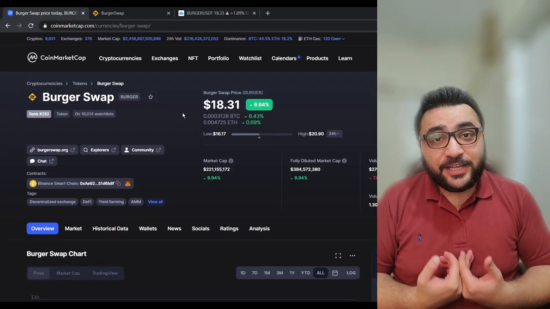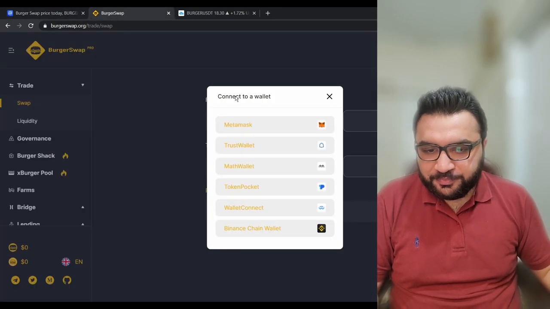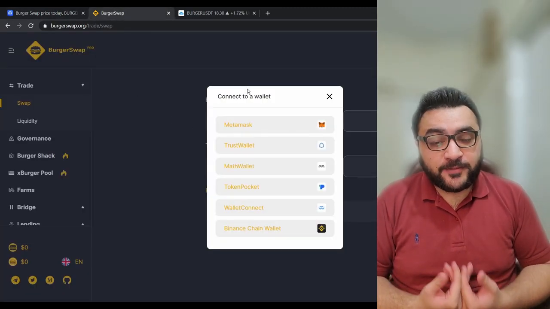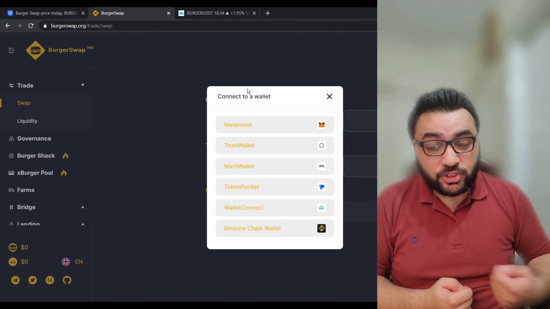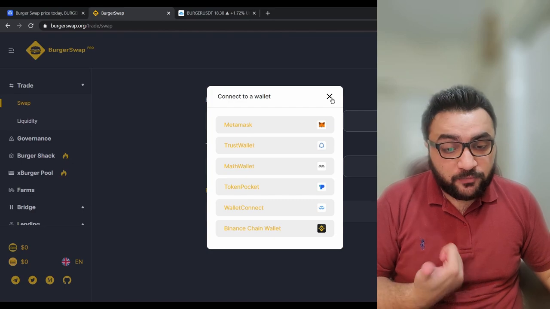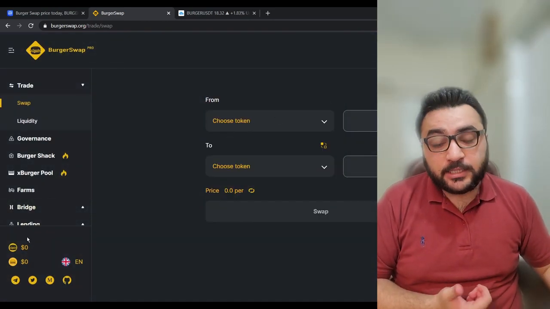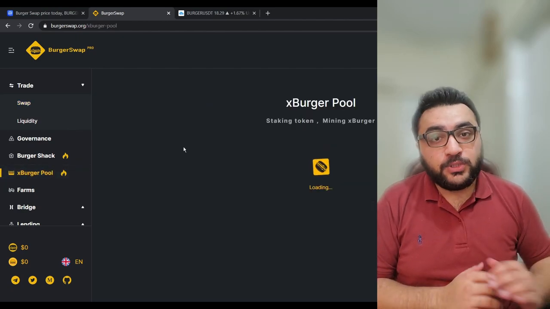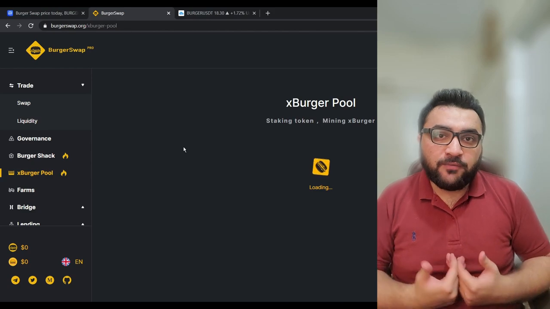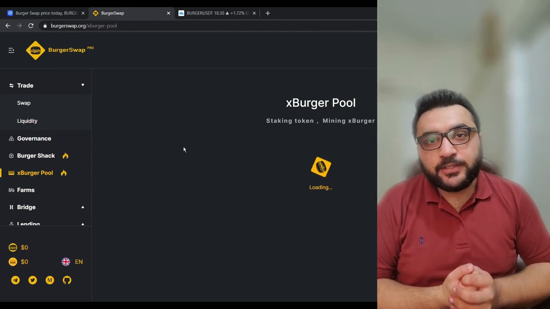Okay, so what exactly is BurgerSwap? Let's head over to the website. I usually don't start with the negatives, but if you don't connect your wallet, or if your wallet is on the Ethereum blockchain, then the prices here won't update, as in the Burger and X-Burger prices, and some of the pages won't load. So that's one of the turnoffs for investors. I think it's a pretty easy fix, but I just wanted to share this concern.